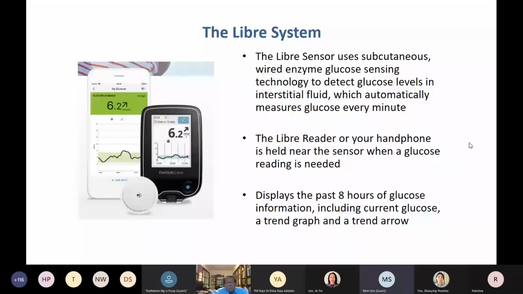The Libre sensor uses subcutaneous wired enzyme glucose sensing technology to detect glucose levels in interstitial fluid, and glucose is measured every minute. You can either buy a reader or use your handphone, and the minute you put it near the sensor, you get the glucose reading at that point in time. In addition, the sensor also displays the past 8 hours of glucose information, including the current glucose, a trend graph, as well as a trend arrow.